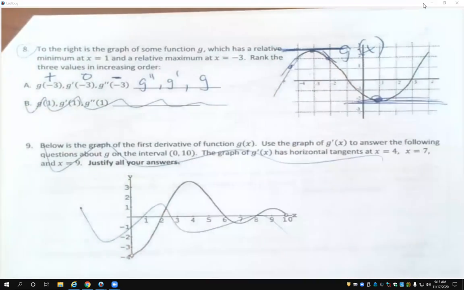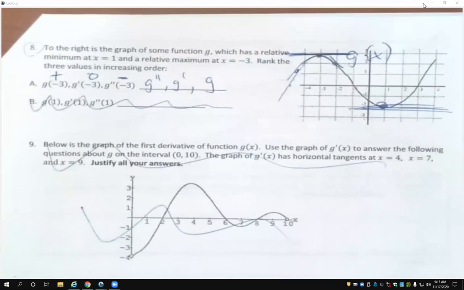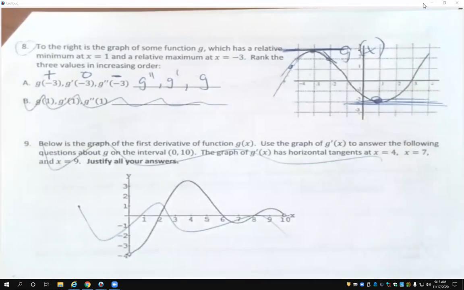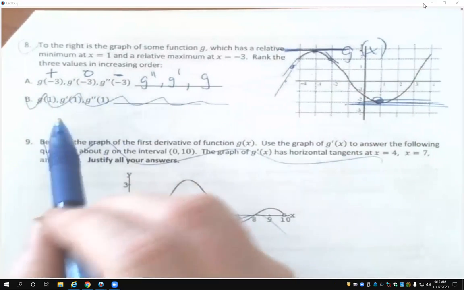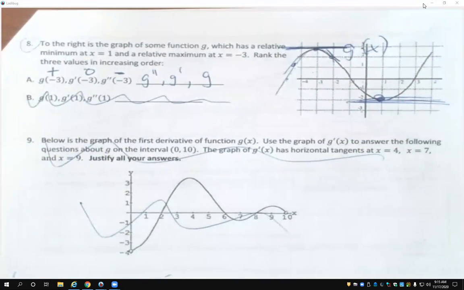Okay, very common question on the AP exam, not given a function, so you can't actually plug numbers into something. You're just given a graph, and you just have to understand relationships, okay? This whole lesson is about those relationships on the front page.